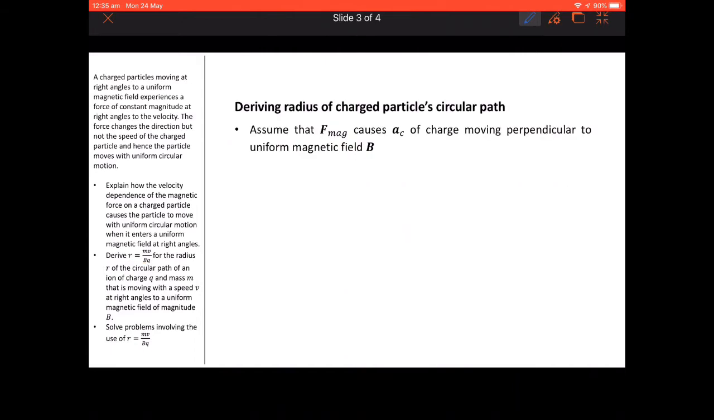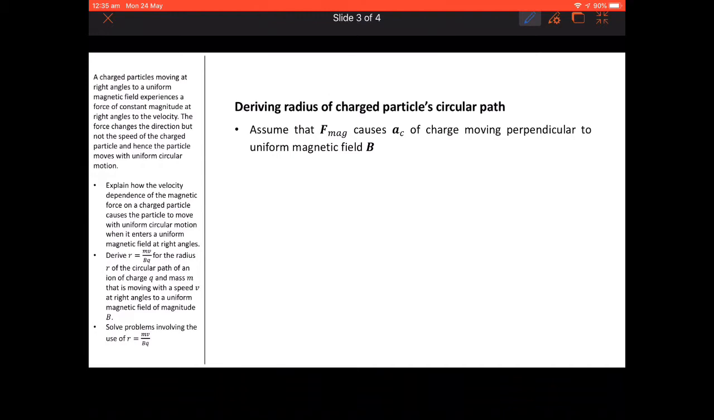So to derive the radius of a charged particle's circular path, so the formula for this, we need to assume that the magnetic force causes the centripetal acceleration of the charge moving perpendicular to the uniform magnetic field B, which is what we were just discussing on the previous slide.